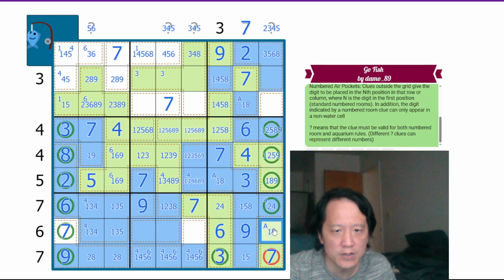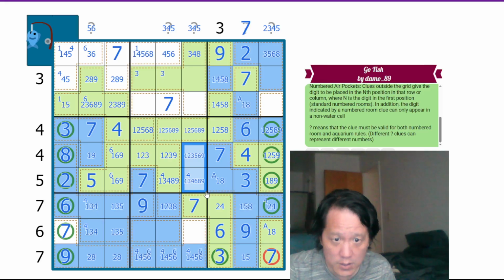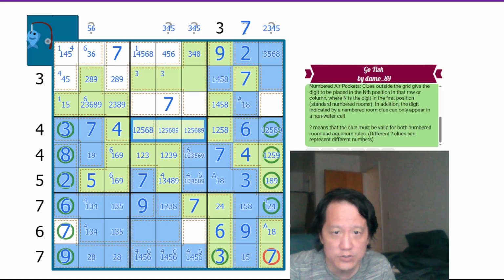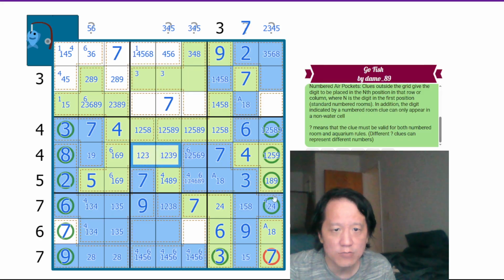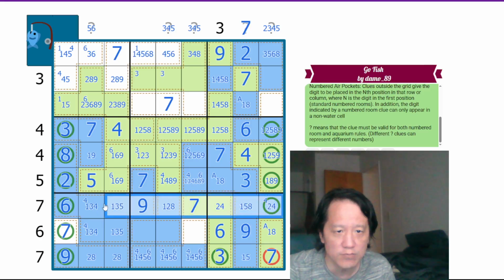This is A, matches that. This 2 or 4 must be one of these digits here. And the other one is a 6. So this is guaranteed to be 6 here. There's no 6 here. 3 eliminates 3 here, and 3 here, and 3 here. So we have a guaranteed 3 in row 5 in one of these 2 cells. That eliminates 3 in the rest of the row.